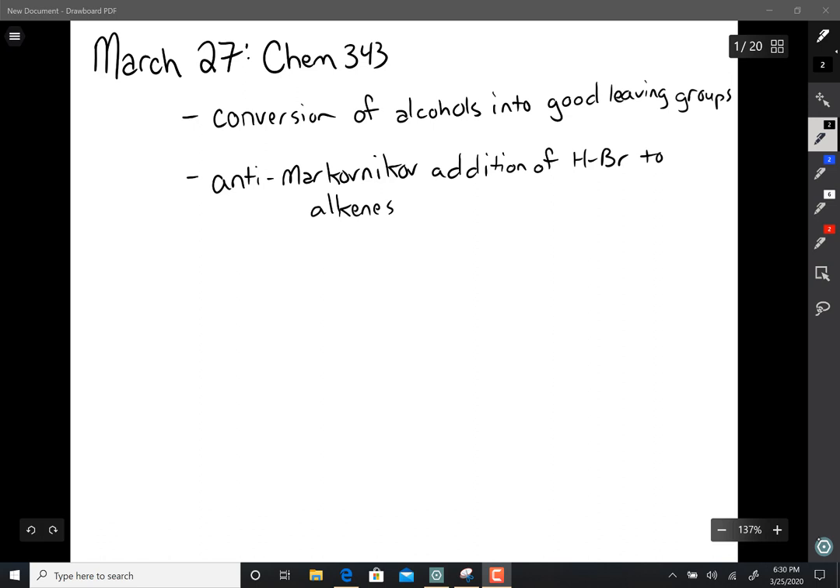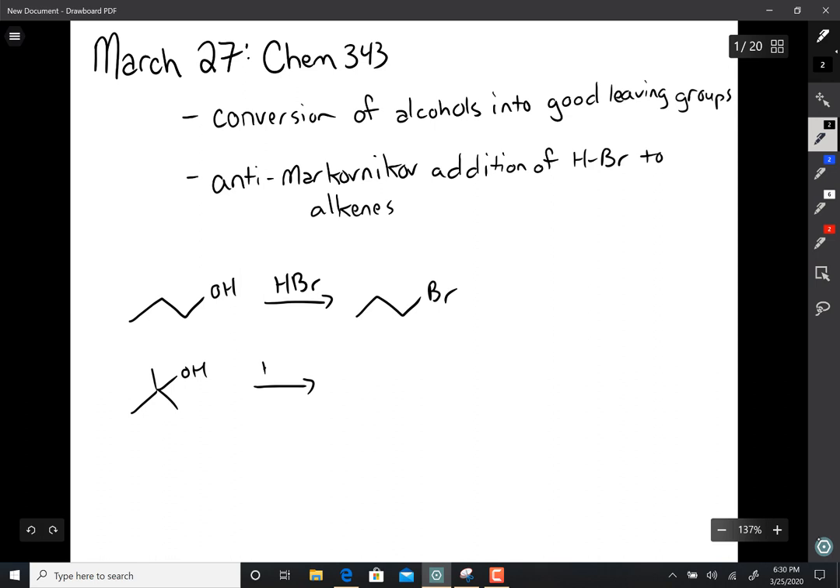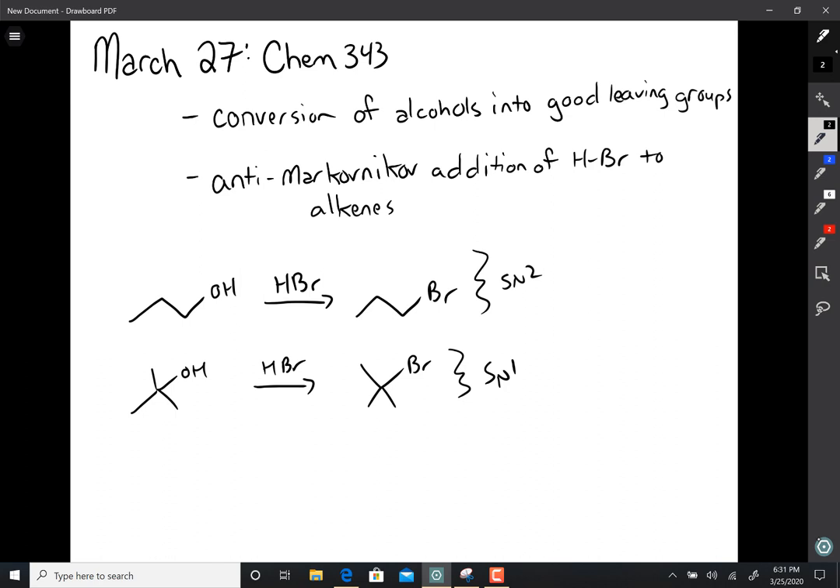such as if we have a primary alcohol, add HBr, like so. Or if we have a tertiary alcohol, add HBr. In the first case, we're doing an SN2 reaction. In the second case, we're doing an SN1 reaction. Now the problem with these reactions, it's fine for these examples, but HBr is not that selective.